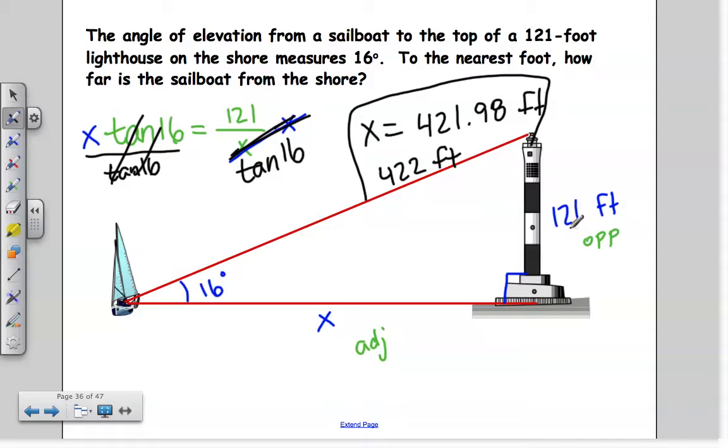Okay. So again, labeling what you know, solve for what you don't using trig.